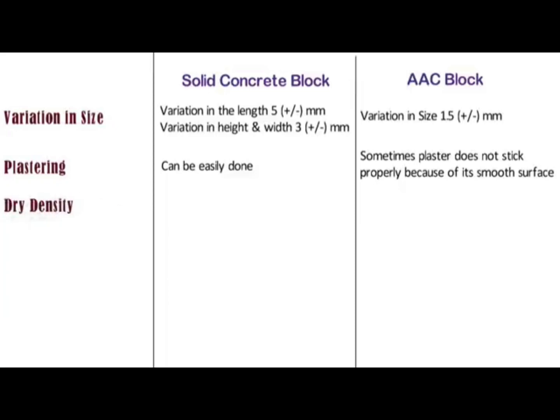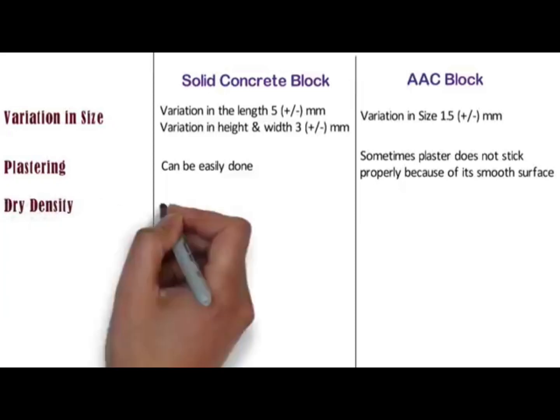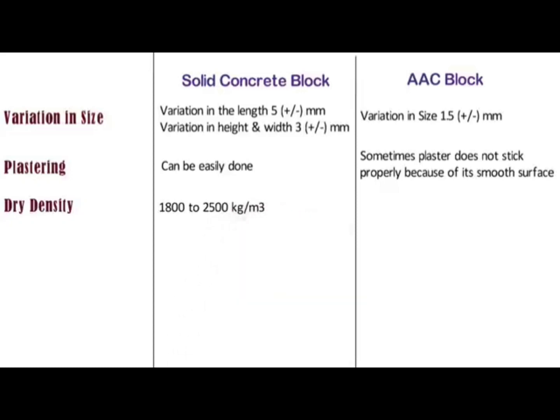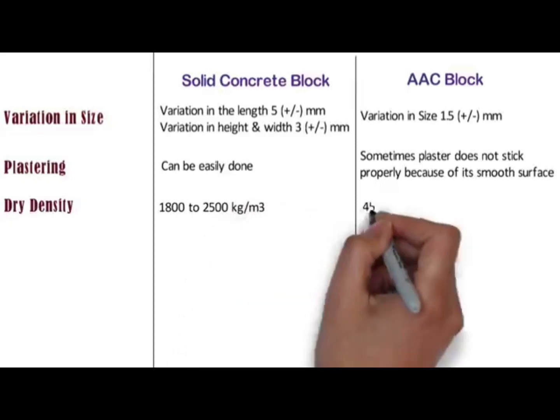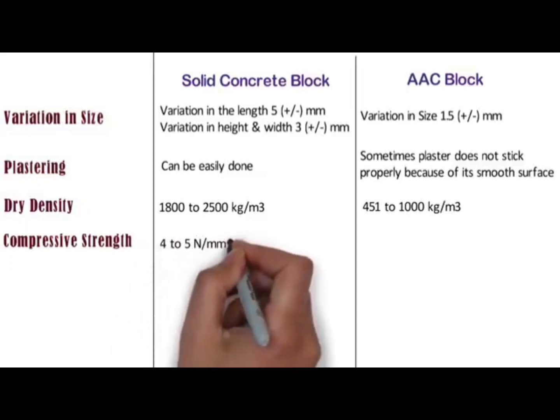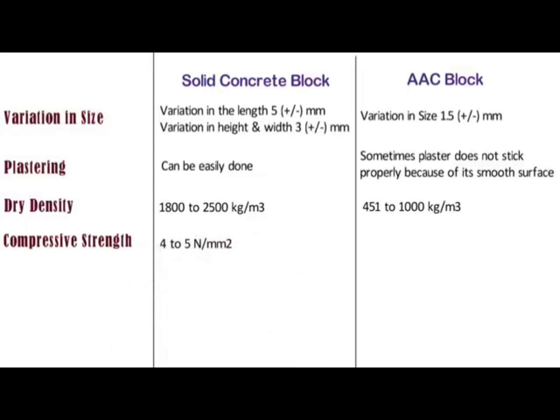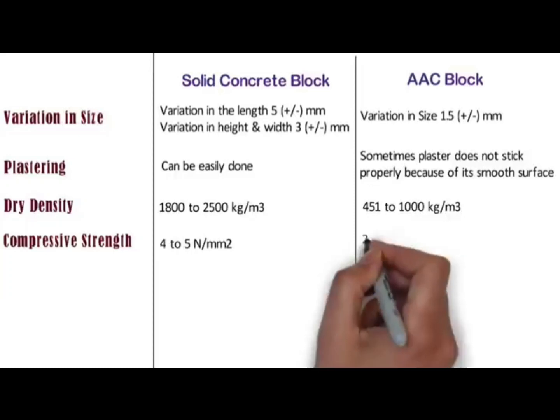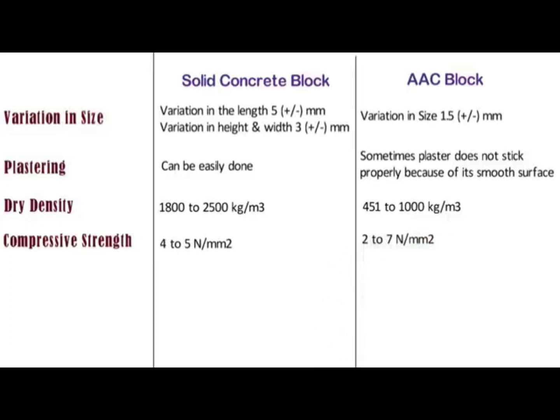Dry density. Solid concrete blocks have dry density from 1800 to 2500 kg per m3. Whereas for AAC blocks, the density varies from 451 to 1000 kg per m3. Compressive strength. Solid concrete blocks have compressive strength from 4 to 5 Newton per mm square depending on density and grade of blocks. Whereas compressive strength of AAC blocks depending on density and grade of blocks ranges from 2 to 7 Newton per mm square.